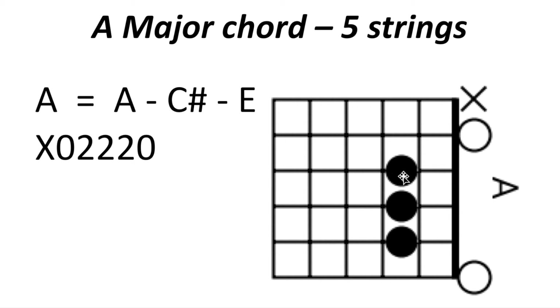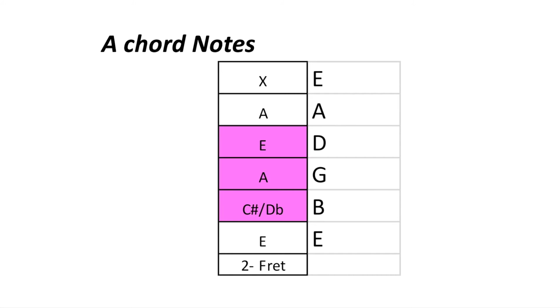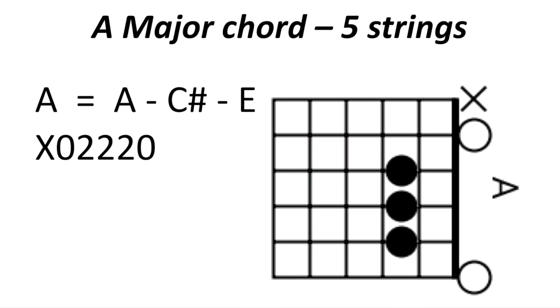So we are going to put all 3 fingers on our 2nd fret, and let's look into the notes. We know it's A, C sharp, and E, but let's just figure out which one is A, which one is C sharp, and which one is E. So if you see, this is my standard guitar tuning, E, A, D, G, B, E, and this is the 2nd fret because all our notes are in the 2nd fret, right?